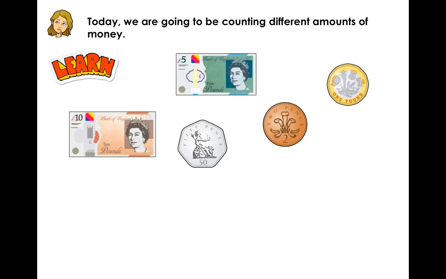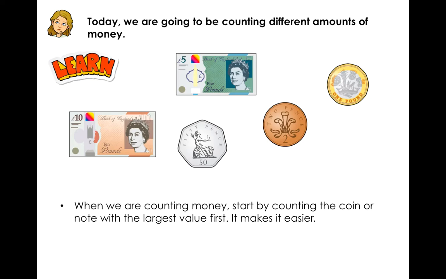So now we've got some notes as well. So I'm going to do the same as I just did on the previous slide. I'm going to count the largest note or coin first. So I can see I've got a £10 note. Then I've got £10 and then another note which is £5. And I know that 10 add 5 is 15. So £10 add £5 gives me £15.